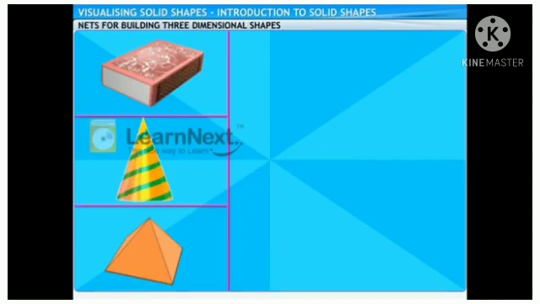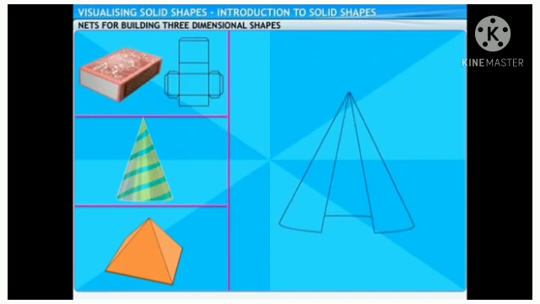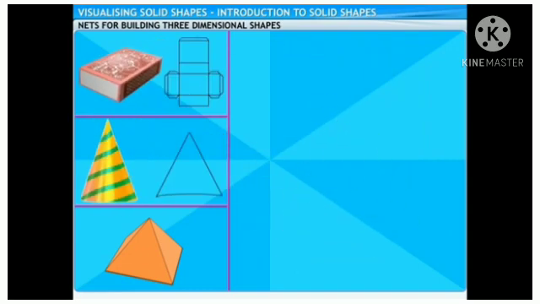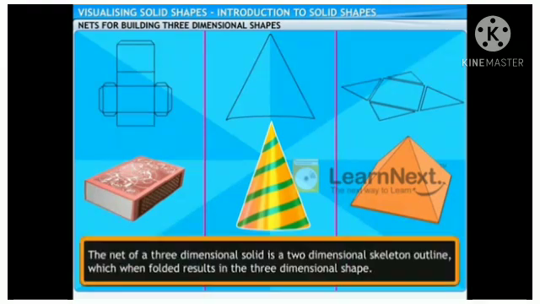Let us now discuss another way of visualizing a solid object. A three-dimensional shape can be visualized in a two-dimensional form by creating nets. The net of a three-dimensional solid is the two-dimensional skeleton outline, which when folded results in the three-dimensional shape.